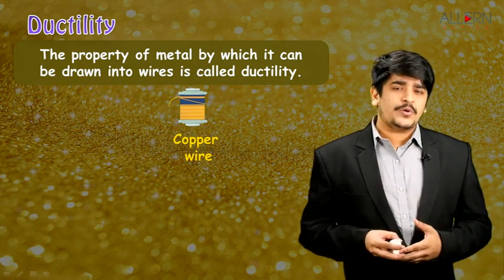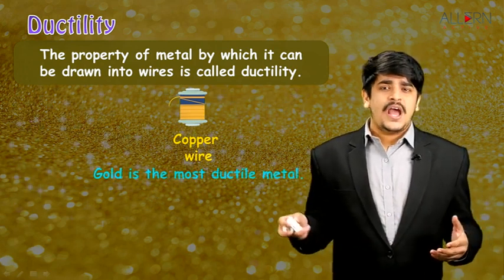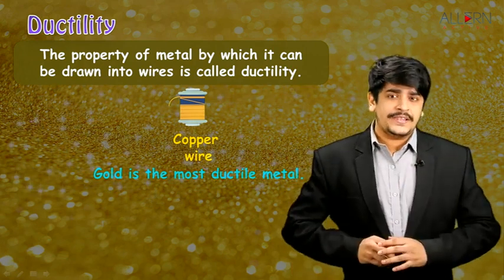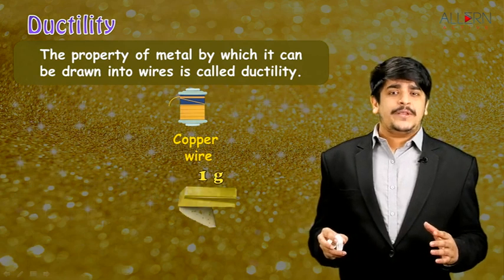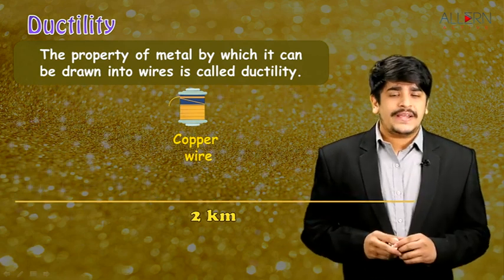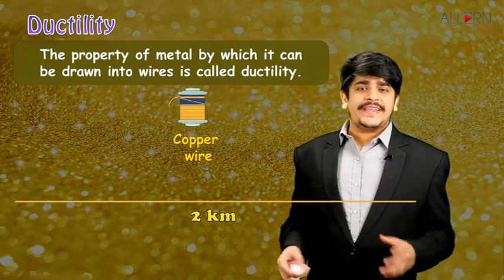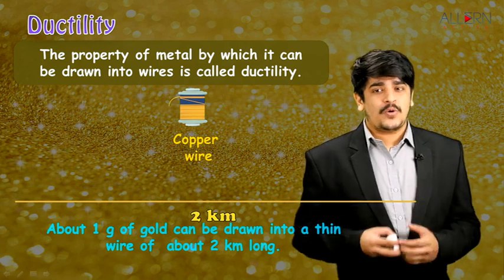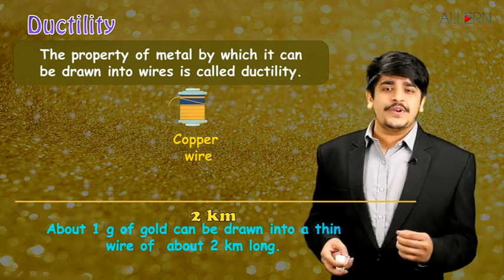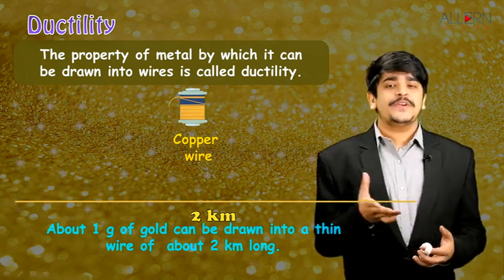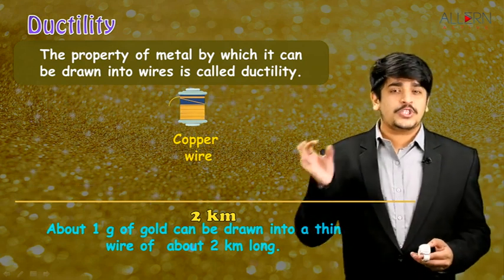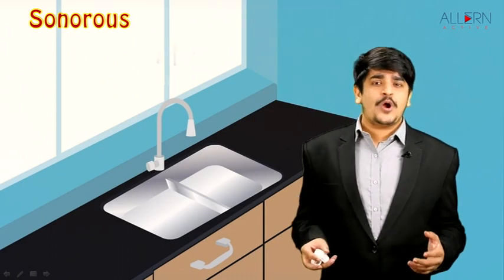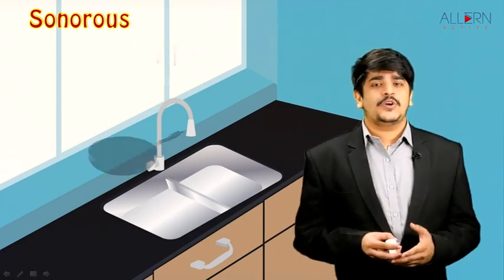Now, one question that we actually ask ourselves is, how ductile are metals? They are so ductile that gold is considered to be the most ductile metal, and it is so ductile that a single gram of gold can be stretched to a wire which is over 2 kilometers long. So about 1 gram of gold can be drawn into a thin wire which is approximately 2 kilometers long.